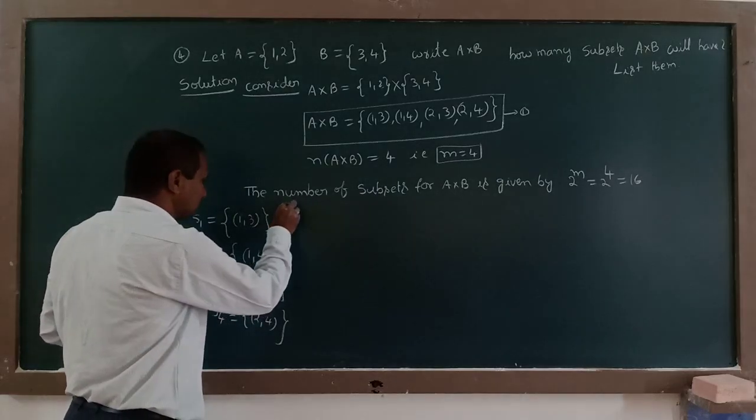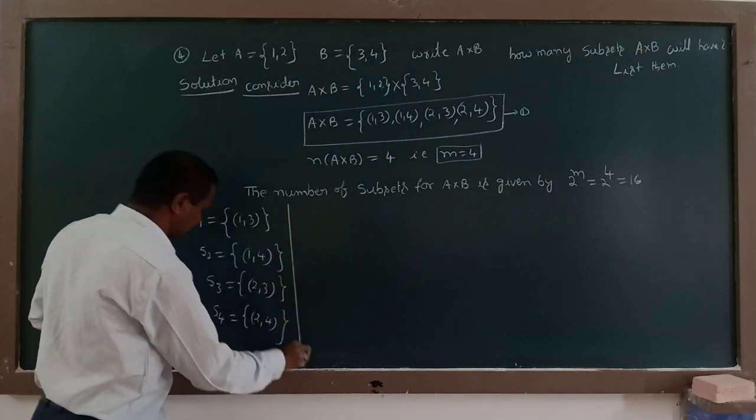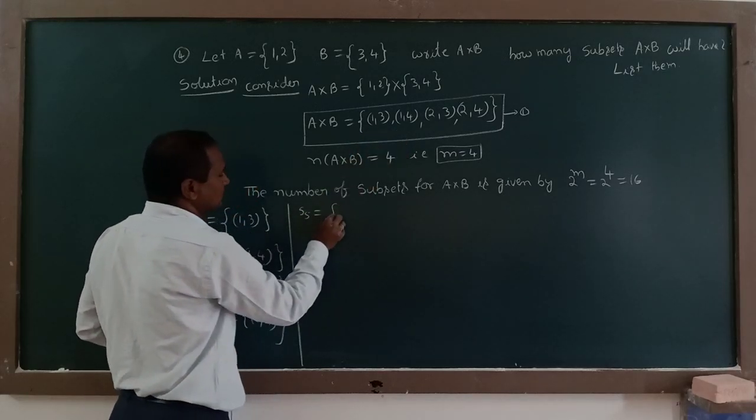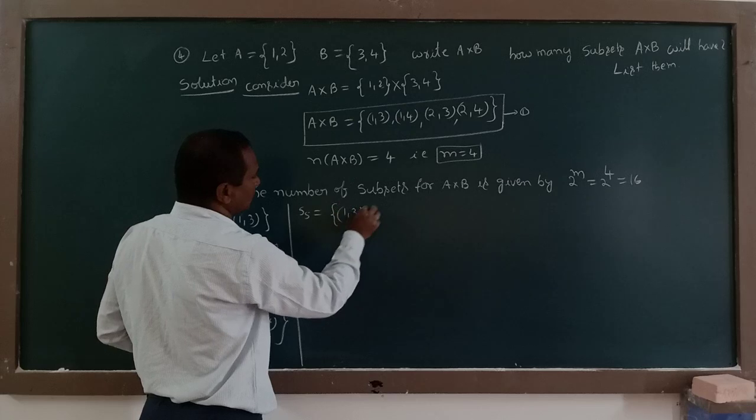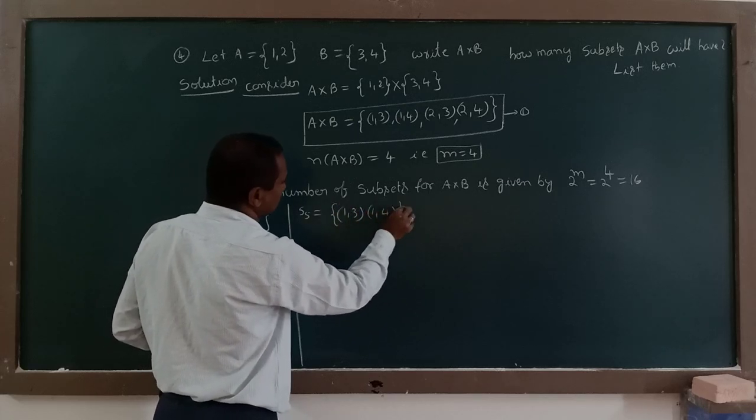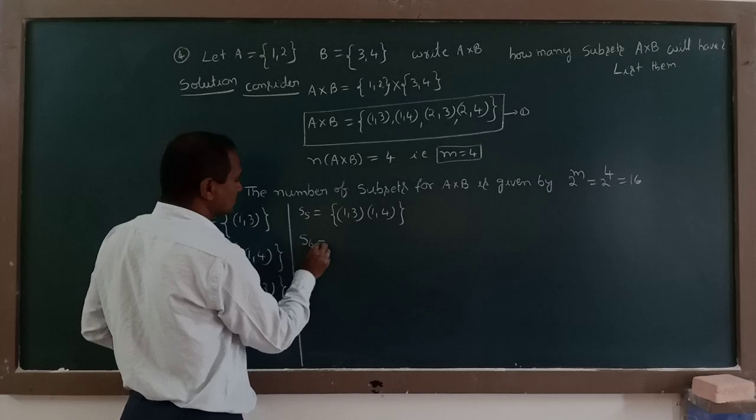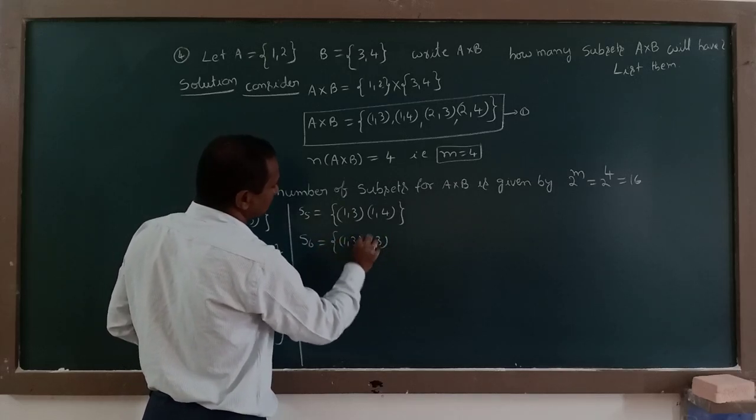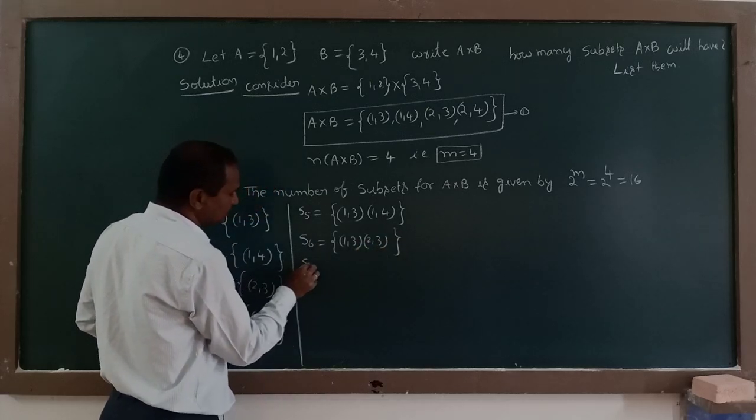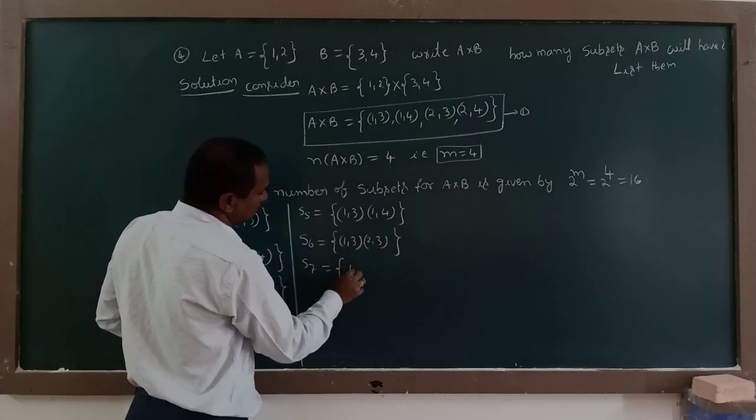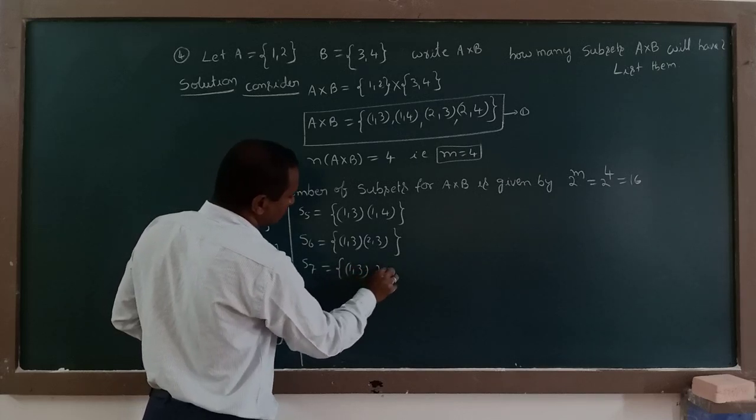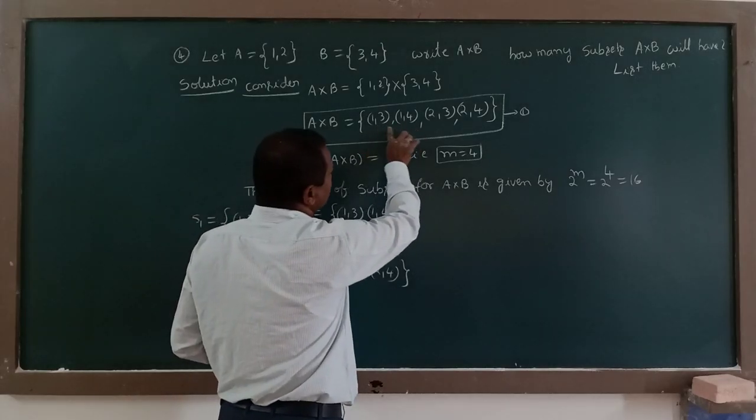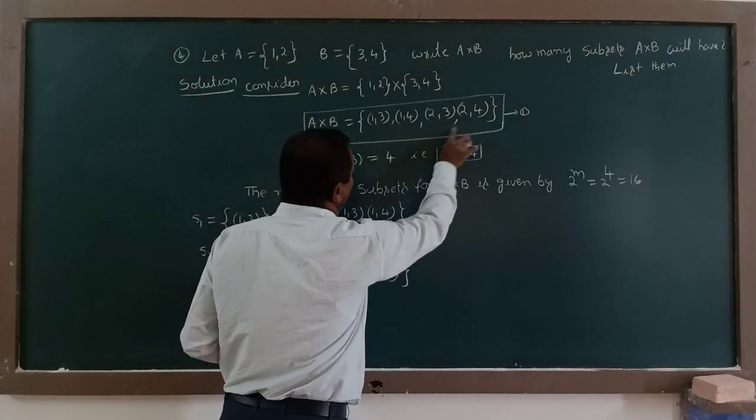Taken 2 at a time. S5: taking 2 elements, 1, 3 and 1, 4. Next S6: 1, 3 and 2, 3. Next S7: 1, 3 and 2, 4. Start with the first ordered pair: 1, 3 with 1, 4, 1, 3 with 2, 3, and 1, 3 with 2, 4. These are done.